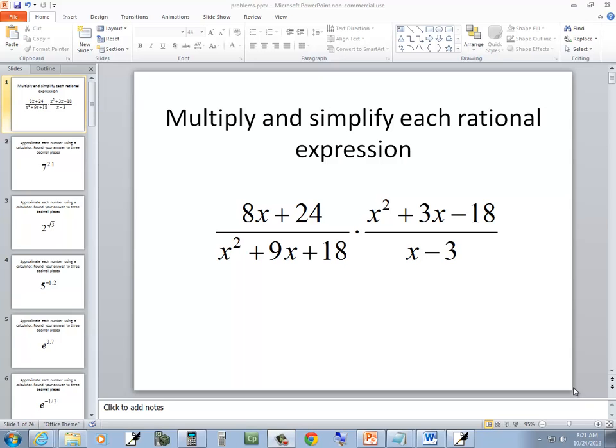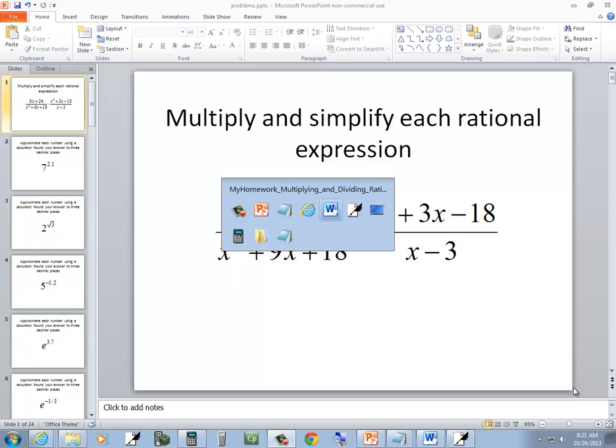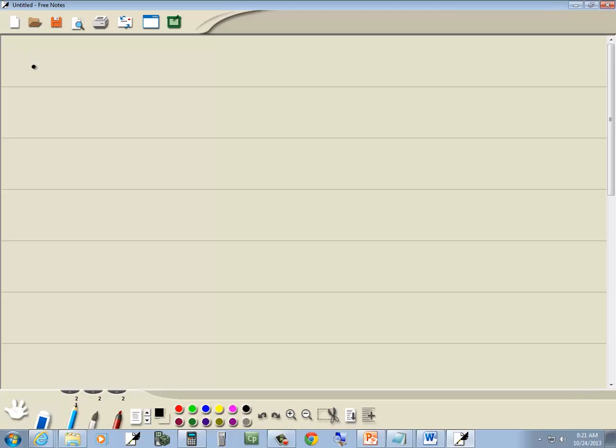In this problem, we want to multiply these two rational expressions. So we've got 8x plus 24 over x squared plus 9x plus 18, times x squared plus 3x minus 18 over x minus 3.